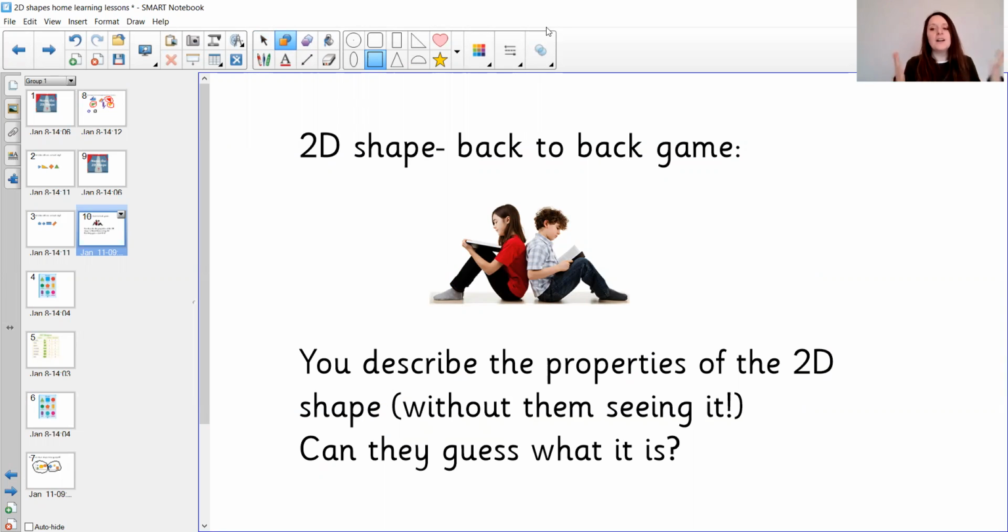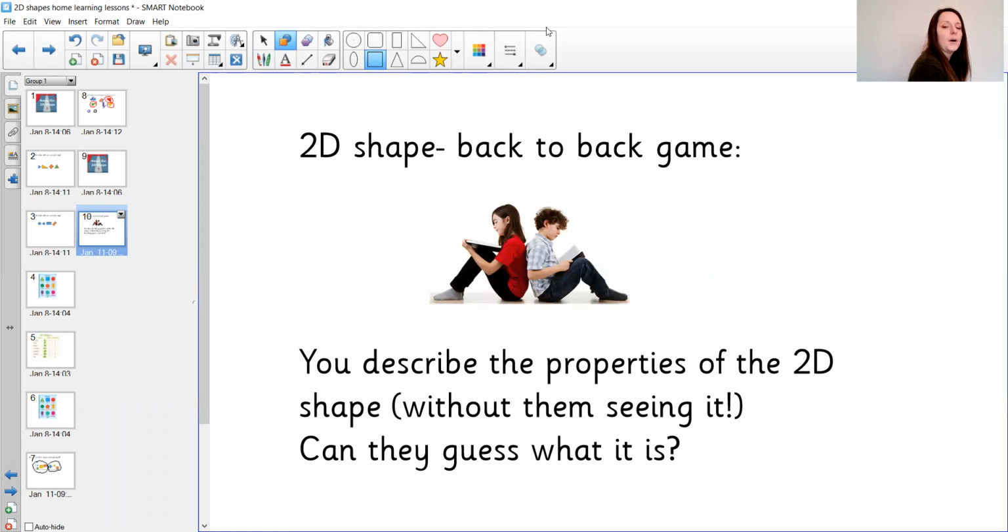Now, I don't have a partner, so I'm going to imagine I've got a partner. You can use a real partner. You go back to back with your partner. My partner would have their back to me, and I'm going to secretly pick one of these shapes. I wouldn't let my partner see. You're my partner. You're back to back with me, you just don't know it yet. While we're back to back, I'm going to describe to you the shape I've picked, and you are going to say what it is.